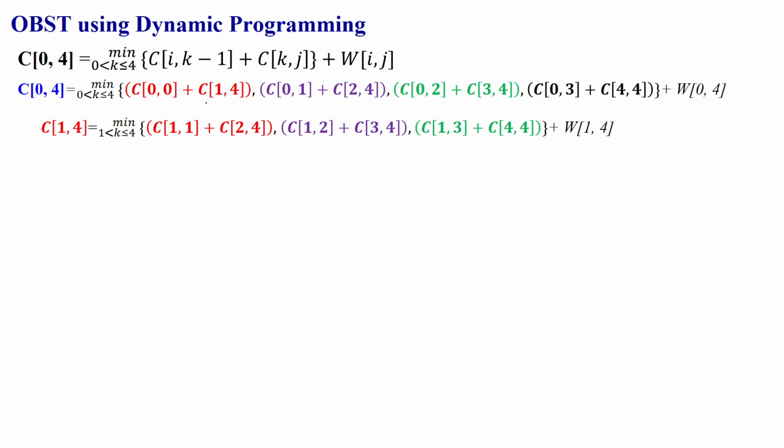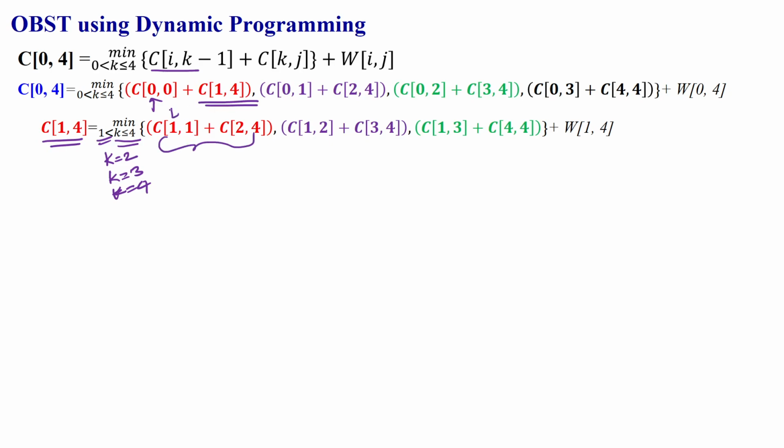This step, c of 1 comma 4, right? C of 0 comma 0, that is 0, we already found in the previous slide. So for c of 1 comma 4, we are going to apply the same formula now. When you apply this, you see k again has multiple options, 1 less than k less than or equal to 4. So k equal to 2, 3, then k equal to 4. So for these three terms, we have to apply the formula here, right?